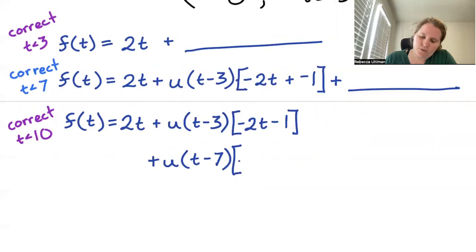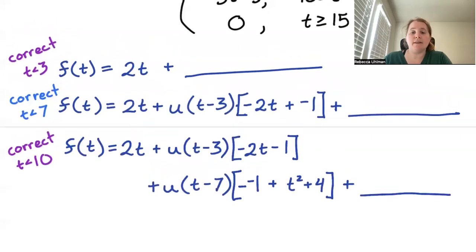So we need to subtract off the negative 1 that we had previously, and now add on our target, t squared plus 4. And then, of course, we have unknown after that. So again, for t greater than 7, or for t greater than or equal to 7, both of those unit step functions will now be equal to 1. So we would have 2t minus 2t would give us 0 minus 1, and then minus negative 1 will get that back to 0. And then we are just left with t squared plus 4.